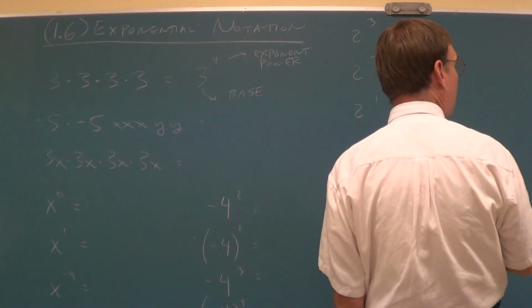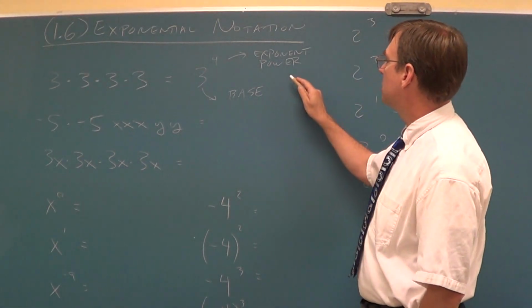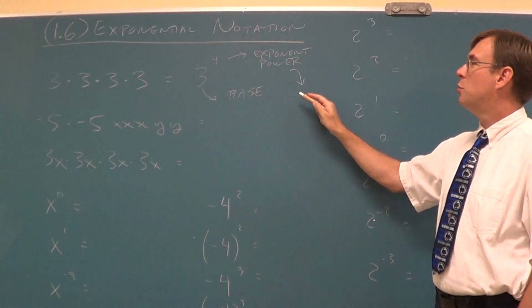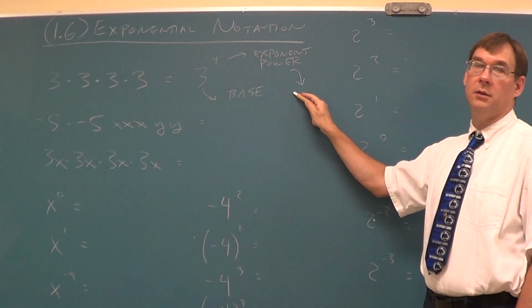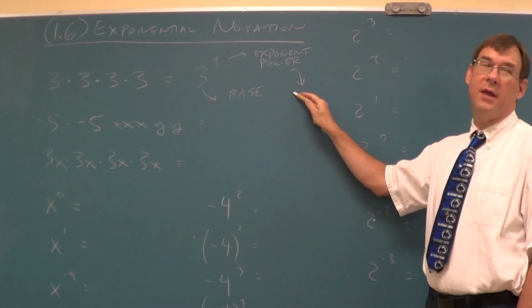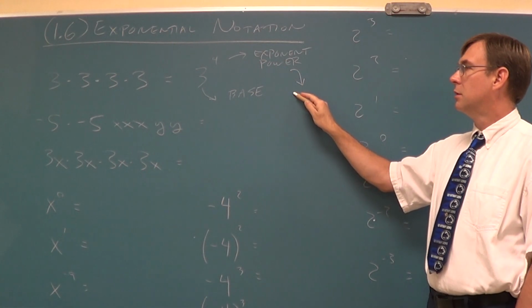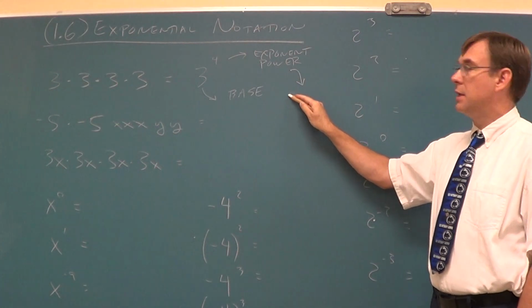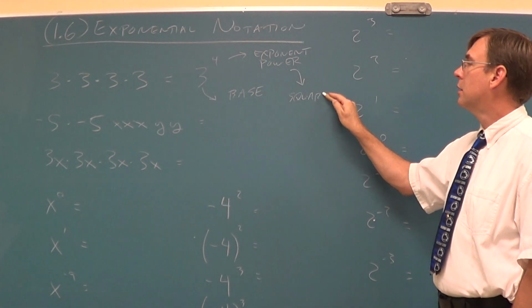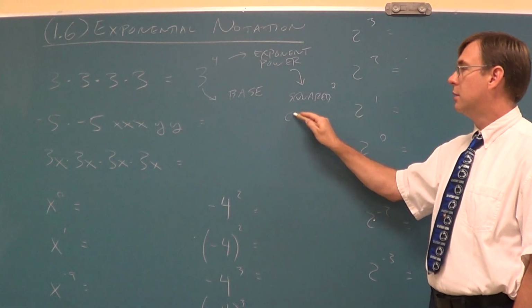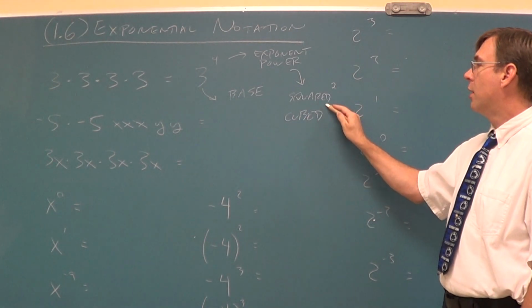Building continually off of this, there are 2 powers that have special names. Squared. What's that for? 2. Yeah, squared is when you have a second power. Cubed is when you have 3. Cubed is when you have a third power.